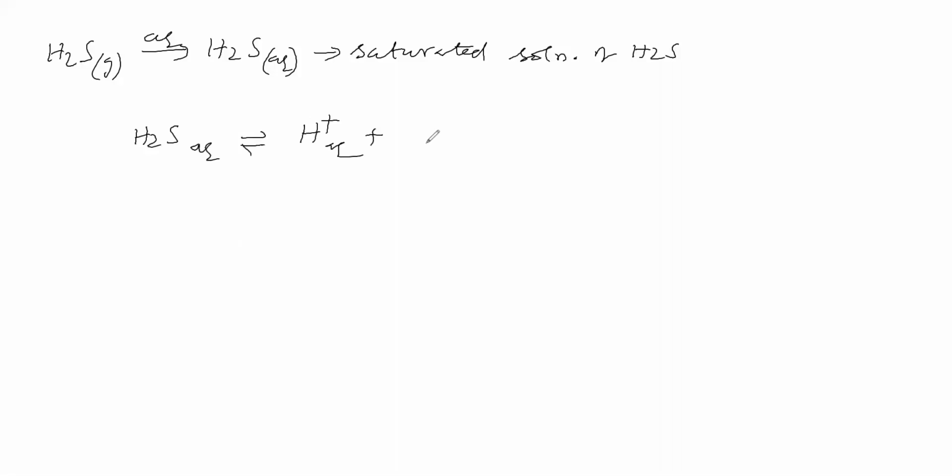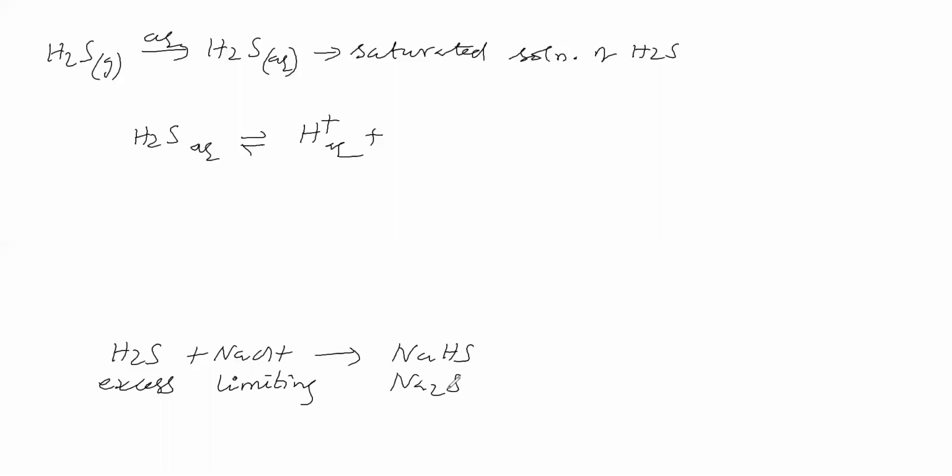Now see, for this support we will see hydrogen sulfide reacting with sodium hydroxide. If NaOH is in excess and H2S is the limiting reagent, what is the result? Experimental evidence says NaHS and some amount of Na2S.